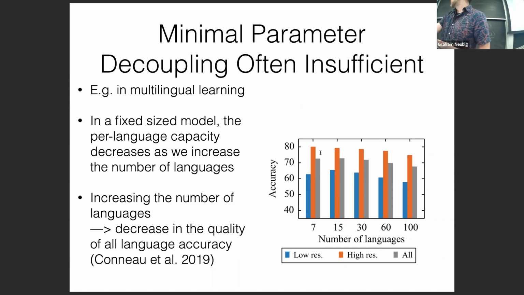So the orange accuracy is on high resource, the blue accuracy is on low resource, and the gray is the average between all of them. Both for train and test. For test, yeah, test.